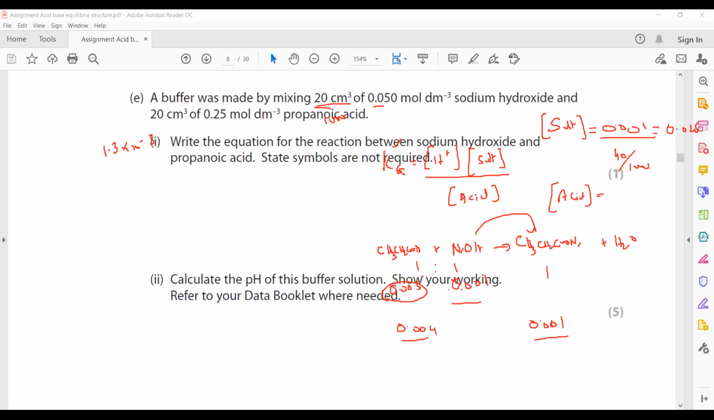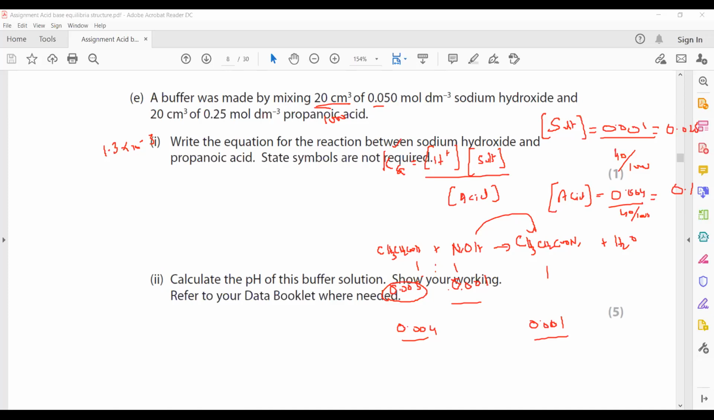And for the concentration of acid, the moles which we have, 0.004, divided by again 40. Why am I taking 40? Because the total volume of the solution is 40. What's the answer? 0.004 divided by 40 divided by 1000 is 0.1. So that's 0.1. And we have Ka.